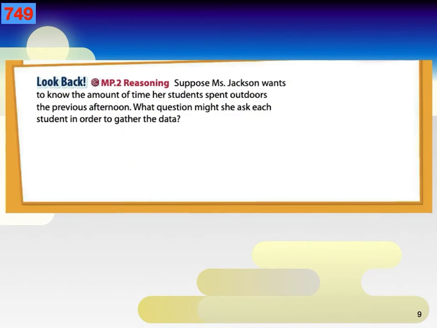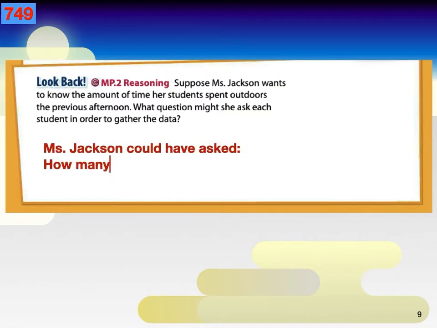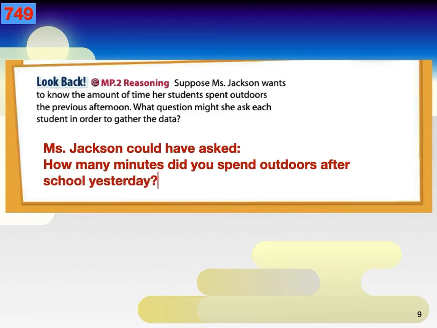Okay, so textbook page 749, also the look back part. Suppose Miss Jackson wants to know the amount of time her students spent outdoors the previous afternoon. What question might she ask each student in order to gather the data? So Miss Jackson could have asked, how many minutes did you spend outdoors after school yesterday? Okay, so let's discuss textbook page 750.